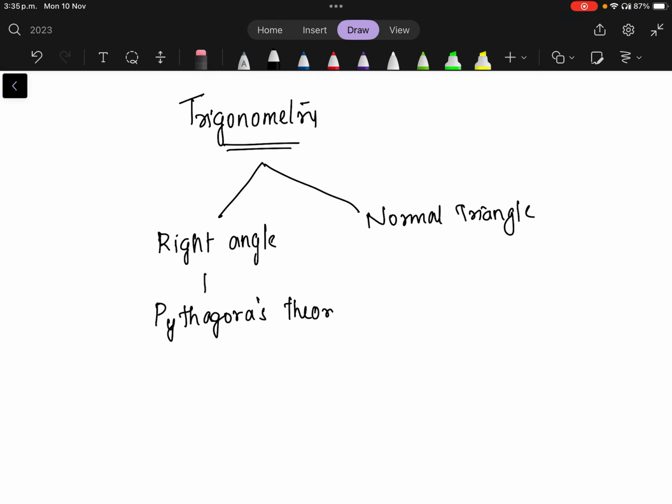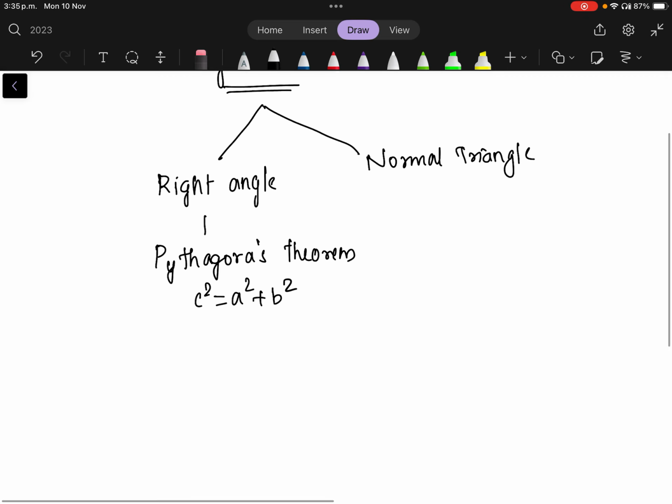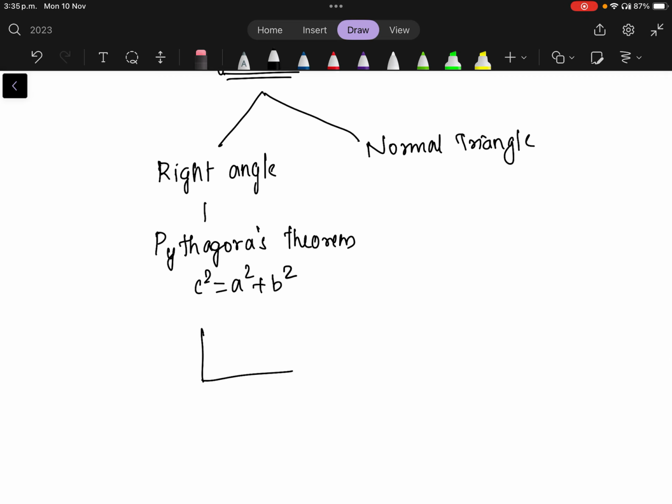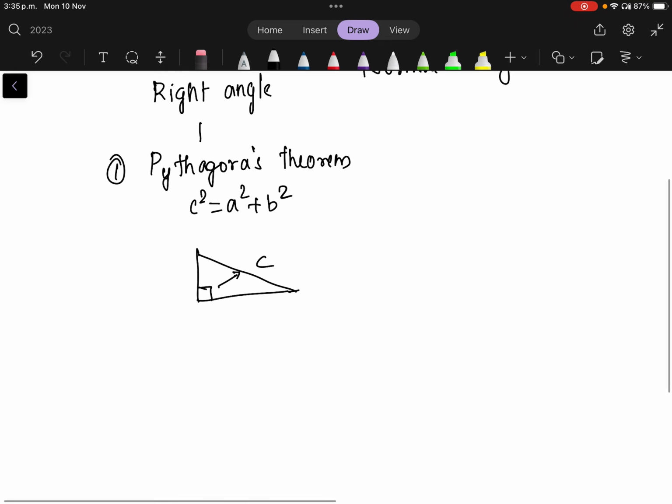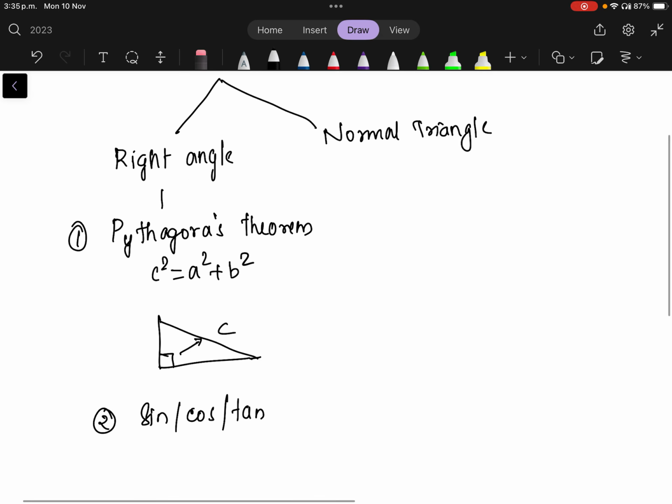Pythagoras theorem, as everyone knows, is c squared equals a squared plus b squared. It is there in the formula book, and c is the side which is opposite to the right angle, and the other two sides are a and b. Or you can work with sine, cos, or tan. And if it is not a right angle triangle, if it is a normal triangle, you have to use sine rule or cosine rule.